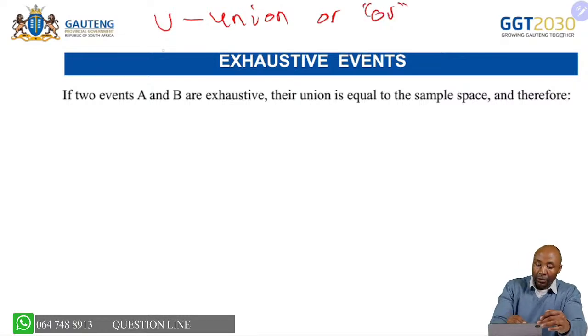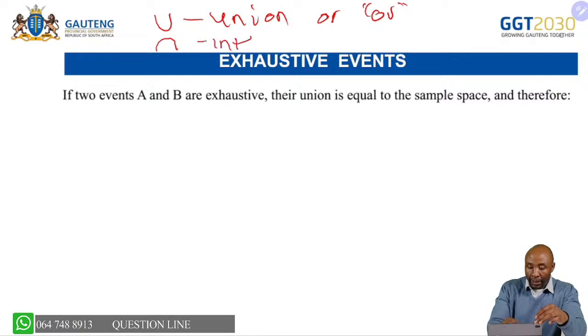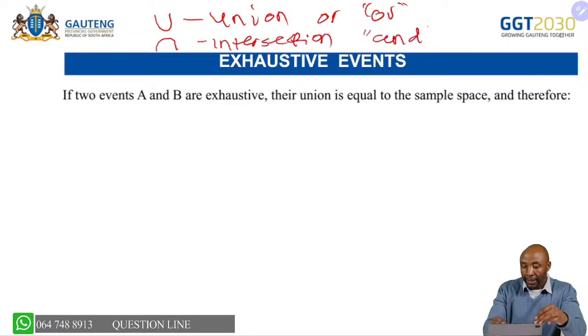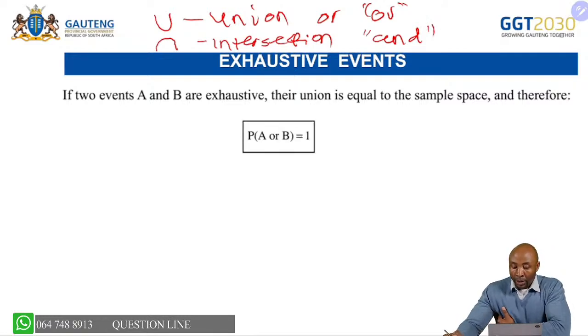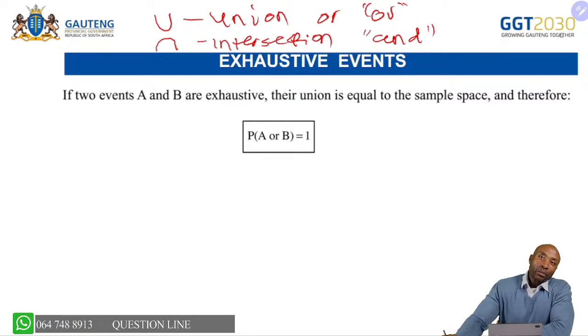You must be careful. And we have this one where we have this symbol that looks like a U facing downwards, and this is the intersection. And for this intersection, we use the term and. We shall see as we move along. Now, the probability of A or B is always equal to 1. Now, the probability of our exhaustive events should be equal to the sample space, which is equal to 1.